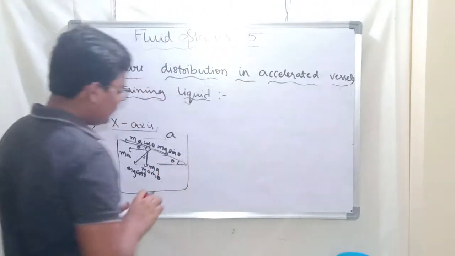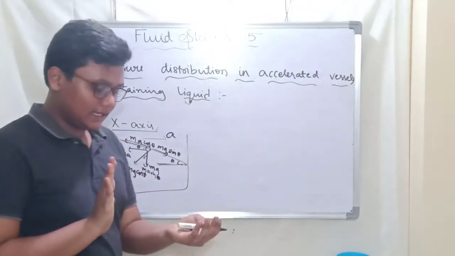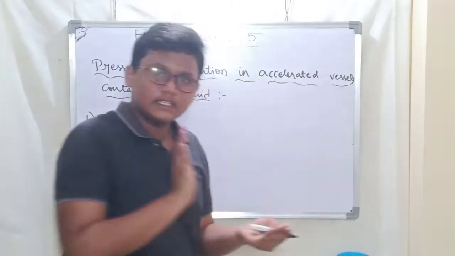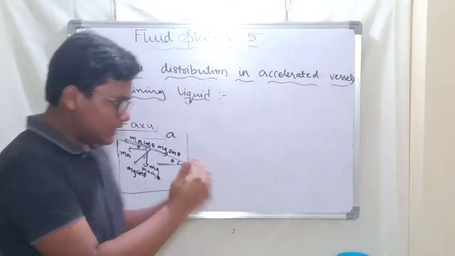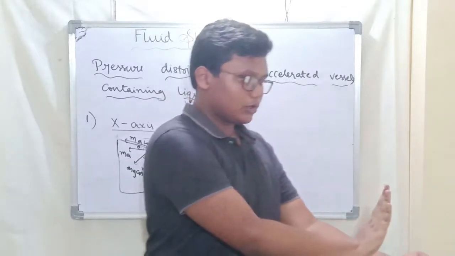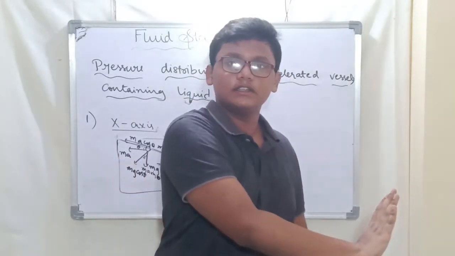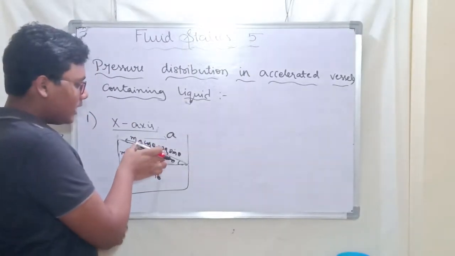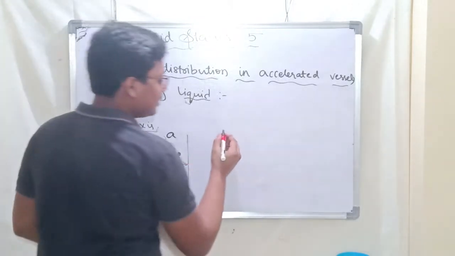If the liquid is accelerating in this direction with the same constant acceleration, the water will stay in that position. It won't change, and fluctuations won't come. So here it is stable. Then these two must be equal, only then it will stay at that point.